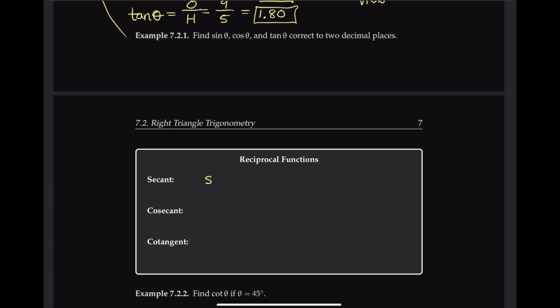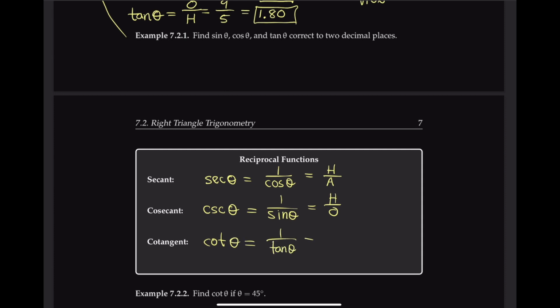Now the secant of theta is going to be defined as the reciprocal of the cosine of theta. So whereas the cosine of theta was adjacent over hypotenuse, the secant of theta is defined as the hypotenuse over the adjacent, or 1 over the cosine of theta. The cosecant is 1 over the sine of theta. So that is going to be the hypotenuse over the opposite. And the cotangent is 1 over the tangent of theta, which is the adjacent over the opposite.